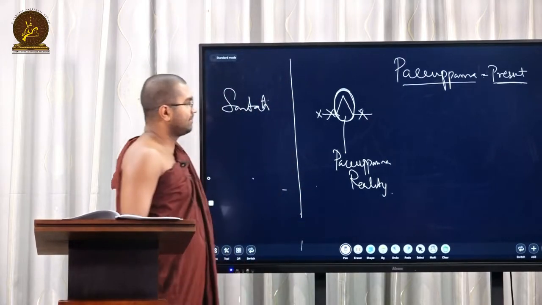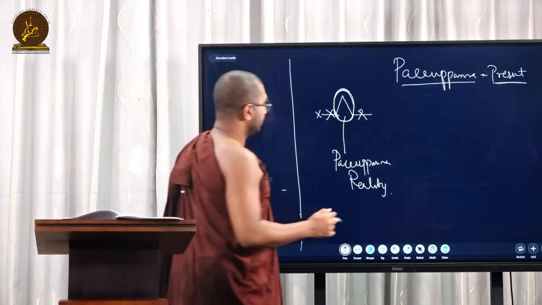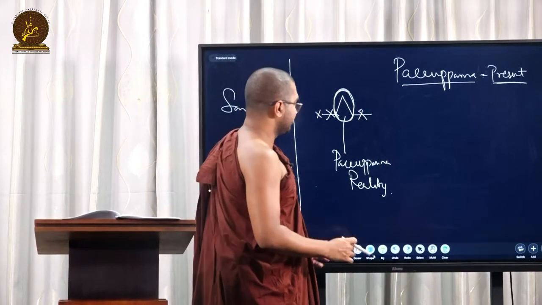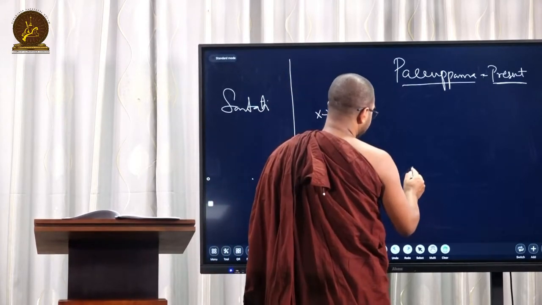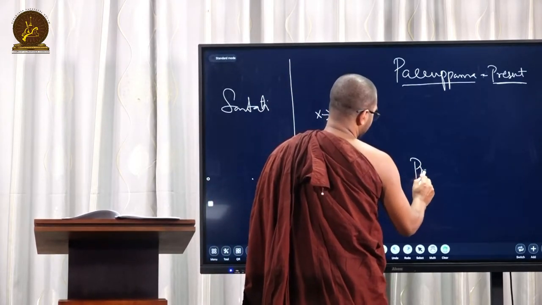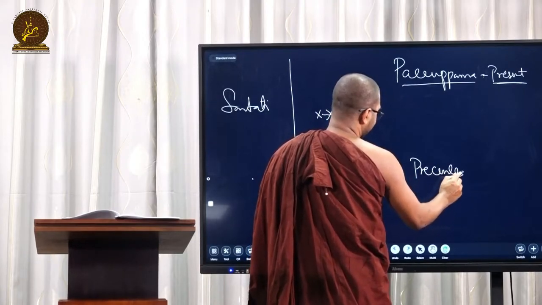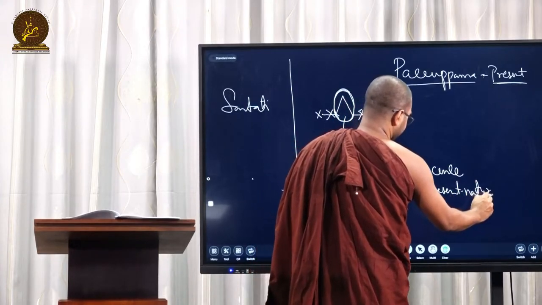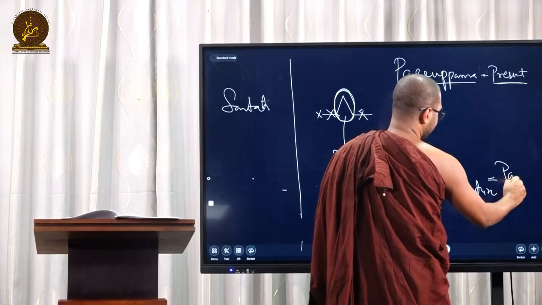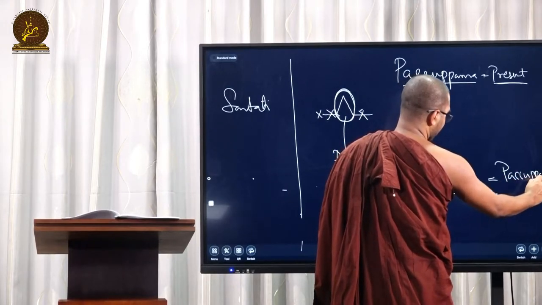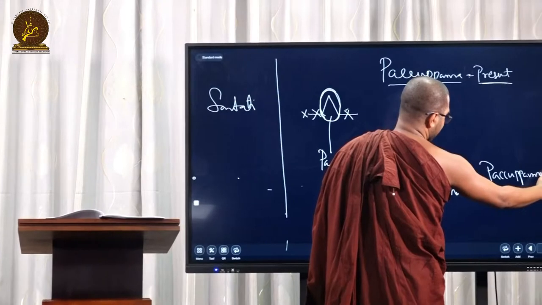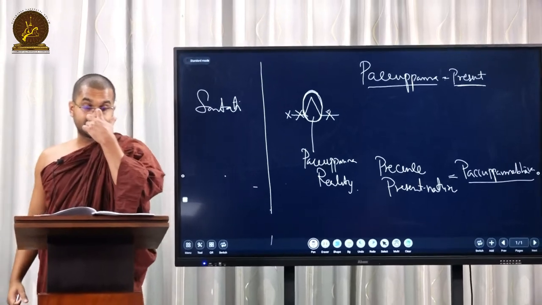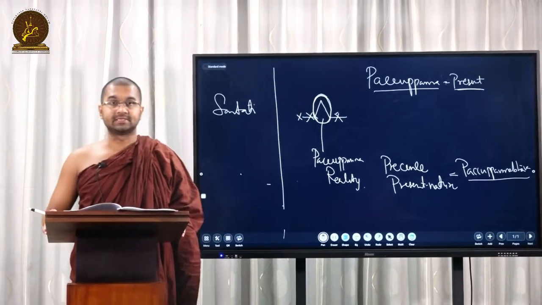Then Pachupanna Bhava. We also need to know that a reality in the present moment, which has arisen but not passed away, is called a Pachupanna reality, a present reality. Its nature, the presence or the present nature, is called Pachupanna Bhava. The nature of being present. It means having come into the states of existence.